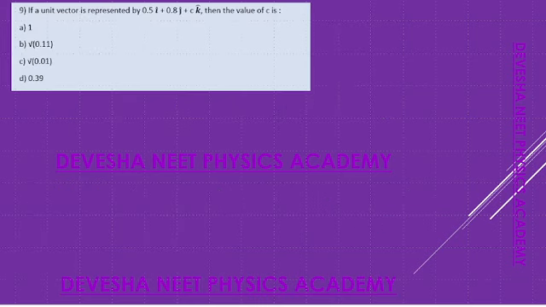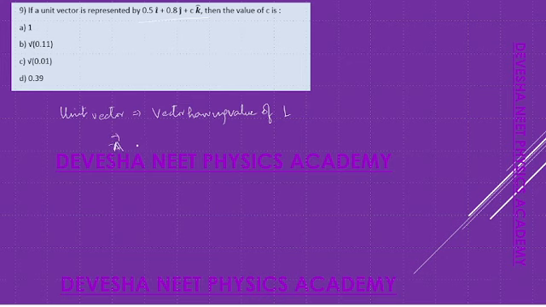If a unit vector is represented by 0.5 i plus 0.8 j plus ck, right? So what is a unit vector? Unit vector means a vector having value of 1. If I say that the magnitude of a vector is equal to 1, then this will be a unit vector.